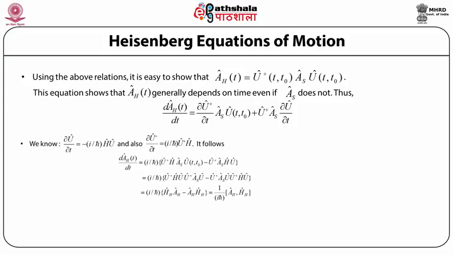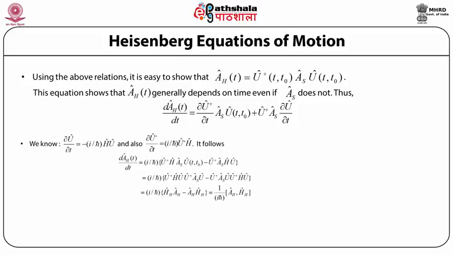to i by h-bar times within brackets, U dagger H A_S U(t, t0) minus U dagger A_S H U, and this turns out to be equal to i by h-bar times within brackets, U dagger H U U dagger A_S U minus U dagger A_S U U dagger H U.